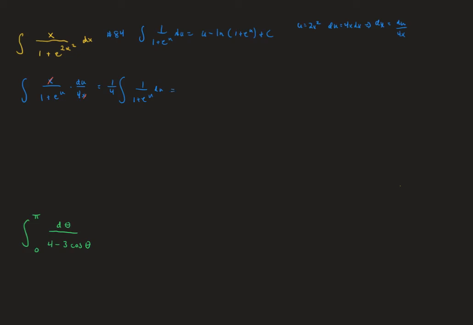So we're going to get this extra 1/4 times our u, which is 2x squared, minus the natural log of 1 plus e to the 2x squared, and plus c. Okay, very good for that.